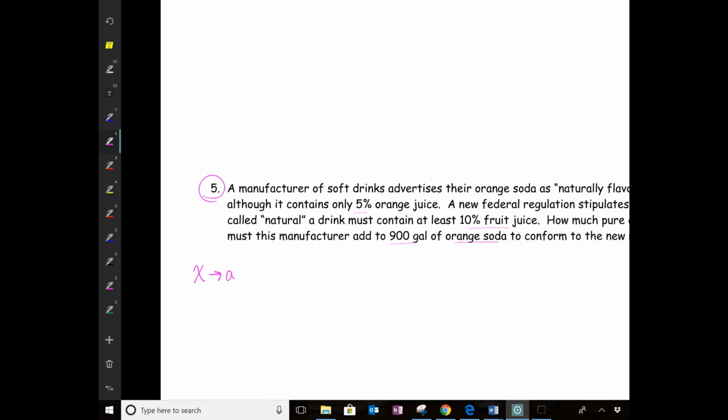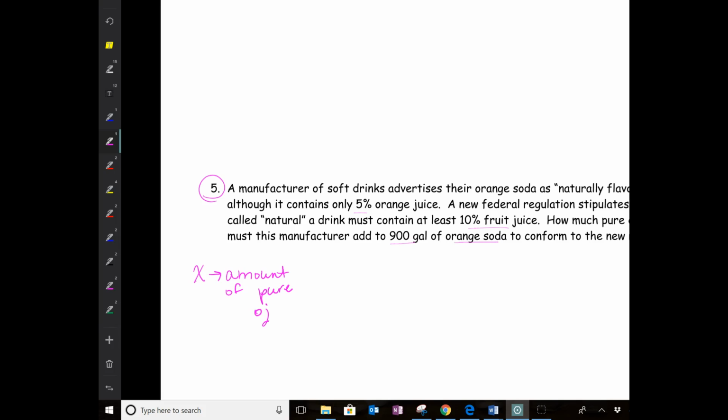So x, we're going to look at as the amount of pure OJ. How many gallons do we have right now? 900 gallons, right? So, shh, Max. I know how much OJ is in that 900 gallons. Currently, how much OJ is in the 900 gallons? 5%. Just 5%. So what's 5% of 900? We could figure that out. It means 45 gallons right now is currently the amount of OJ in that 900.